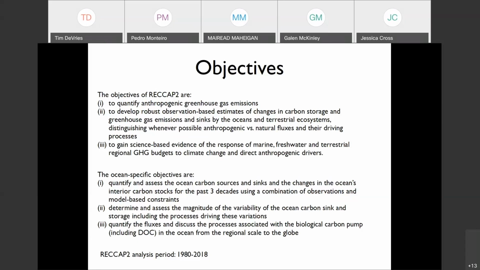For the ocean specifically, because we broke down into the ocean group, atmosphere group, and terrestrial group, we want to quantify the ocean carbon sources and sinks and the changes in the carbon stocks for the past 3 decades using a combination of observations and models. Look at the magnitude of the variability in the ocean carbon sink and what processes might drive that. And then also examine the biological carbon pump on a global and regional scale. The analysis period for Recap 2 is going to be 1980 to 2018. Next slide, please.